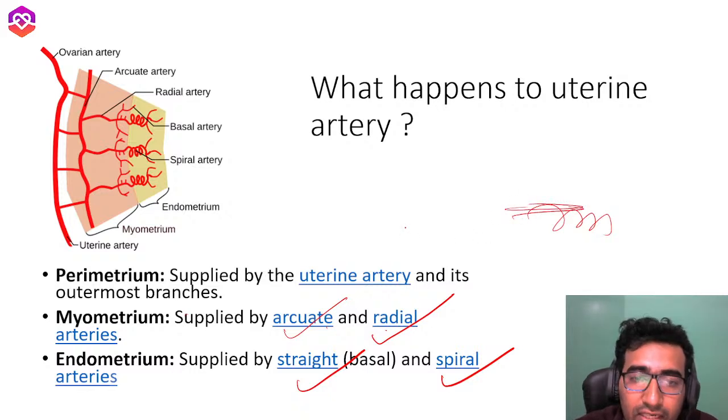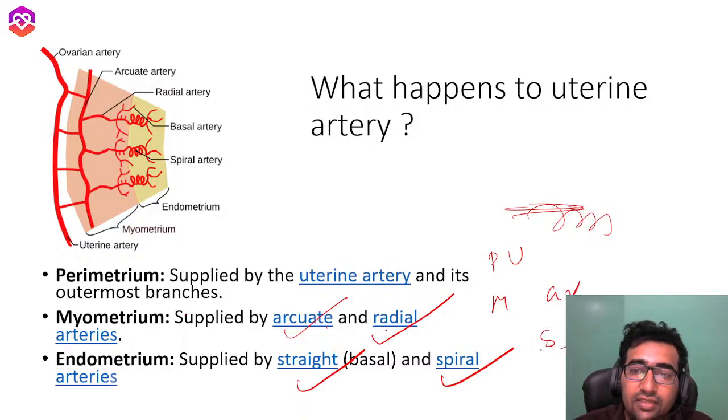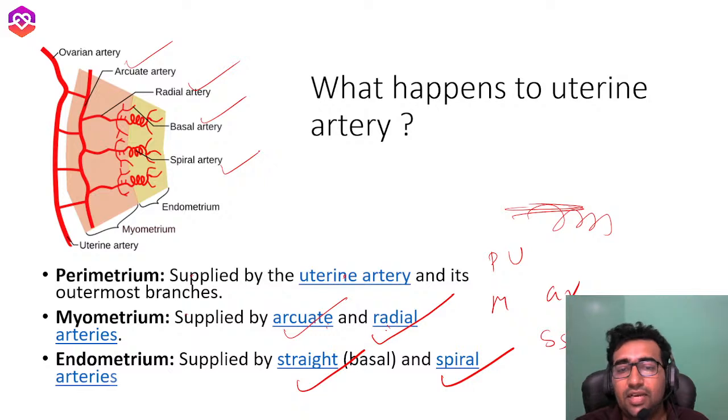And you know how you get a mnemonic from this? Perimetrium U, myometrium AR, and endometrium SS. Whatever it may be, it's actually the uterine artery in the perimetrium, arcuate and radial in the myometrium. You can see the arcuate artery here. Can you see the arcuate artery? And the radial artery, can you see? And the basal artery. Can you see the basal artery? Basal and spiral arteries in the endometrium. Very weak arteries. Basal and spiral, or straight and spiral arteries in the endometrium, arcuate and radial in the myometrium. Okay. That artery may compress during uterine contraction. Okay. And that's the living ligature I told you.